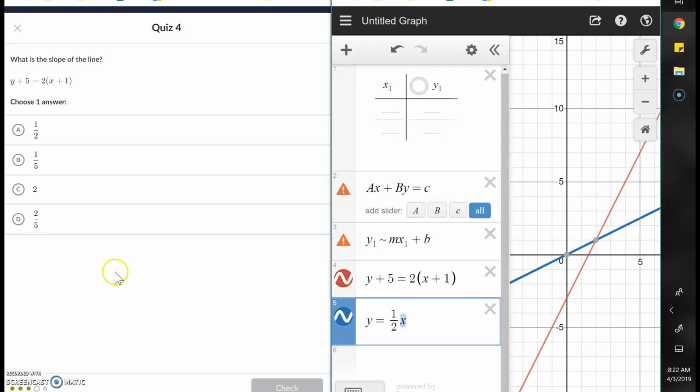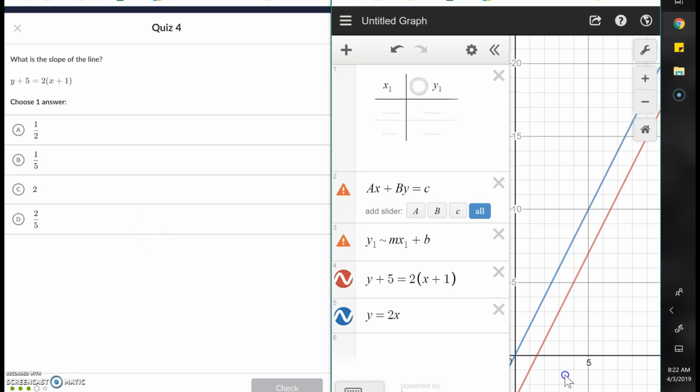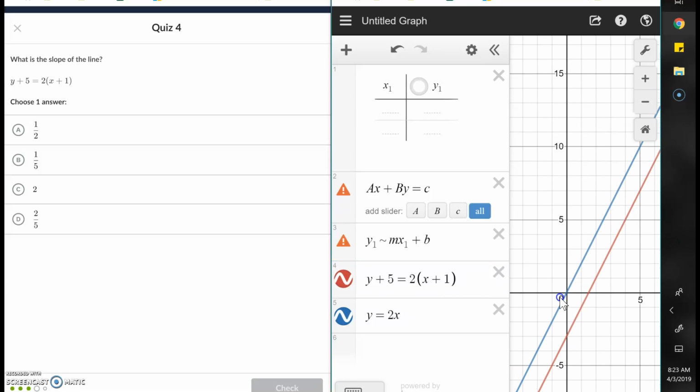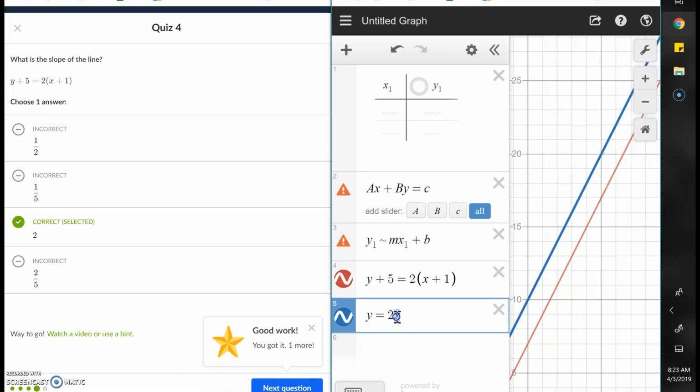We can see these two lines have different slopes. So we'll try 1/5. These lines have different slopes. They're crossing each other. Lines that have the same slope don't cross like that. Let's try 2. Boom. And then you can see here, these two lines have the same slope because they're going up and over the same amount. They're parallel. Parallel lines have the same slope. Don't forget that x.